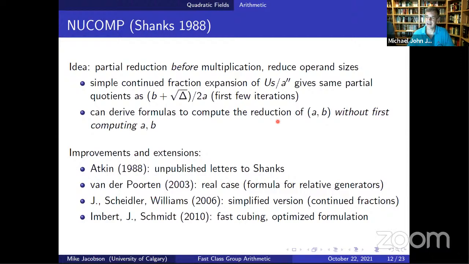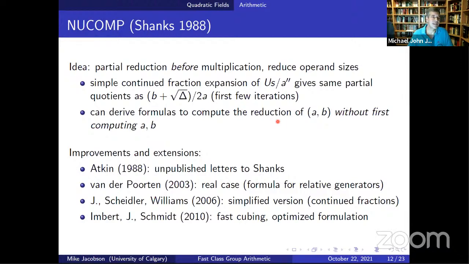so Shanks and the genealogy here, so Shanks had that idea, and Oliver Atkin looked at this, and in some unpublished letters to Shanks described some important improvements to make it work even better in practice. And these were described in the language of binary quadratic forms and unimodular matrices. Shanks's paper refers to something called the magic matrix, where all this reduction happens. And Alf van der Poorten picked this up and described how to adapt what Shanks and Atkin had done for real quadratic fields, in particular describing how these important relative generators can get computed along the way with it.